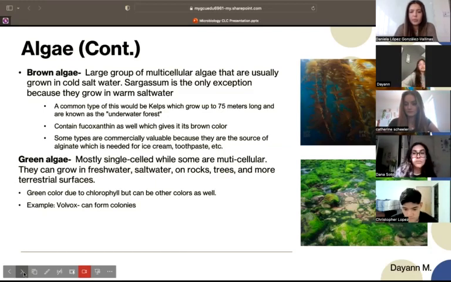And then we have green algae. Most are single-celled, while some are multicellular. They can grow in freshwater, saltwater, and on rocks, trees, and more terrestrial surfaces. They get the green color from chlorophyll, but they can be other colors as well. An example of this is volvox, and they can form colonies.